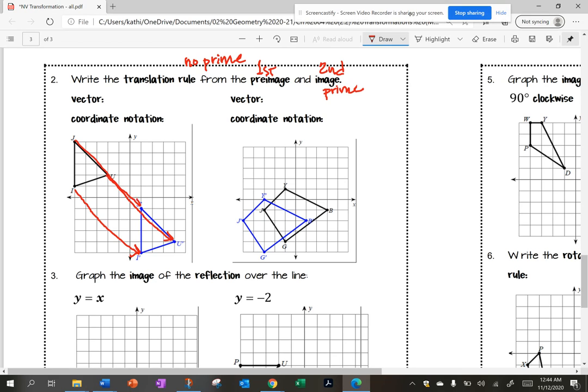Okay. I just need to count one vector. So I'm going to go from I to I prime. That looks like the simplest one. So I is going 1, 2, 3, 4, 5, 6 to the right. And 1, 2, 3, 4, 5, 6 down. So my vector is going to be 6, negative 6. So to write that in coordinate notation, I say xy becomes x plus 6, y minus 6.